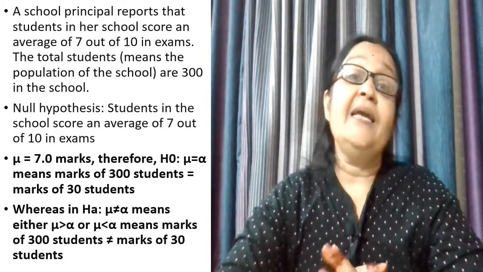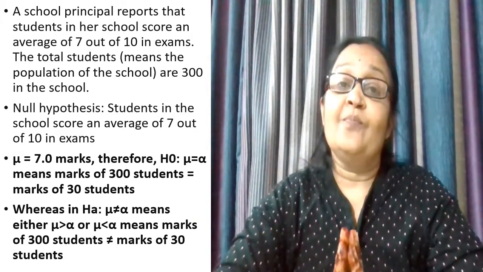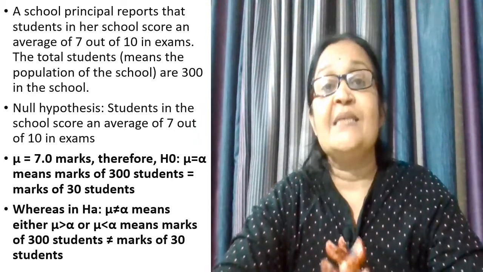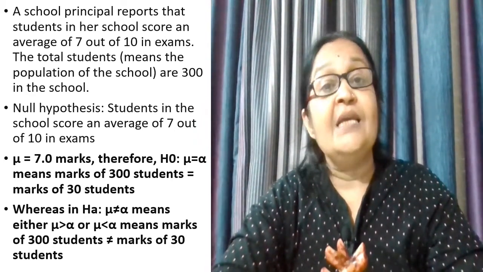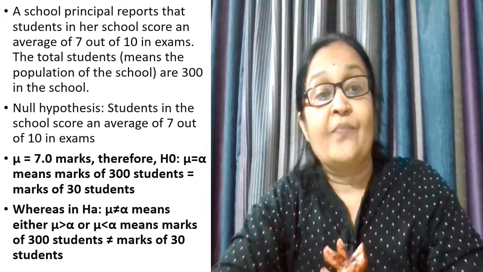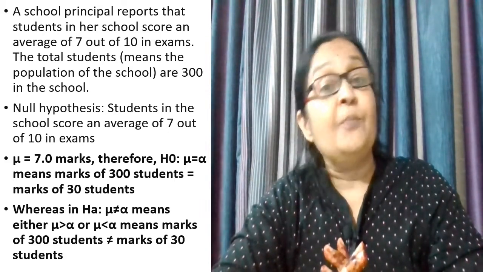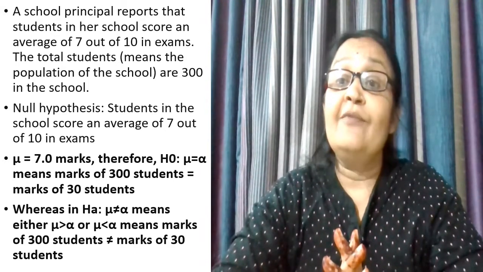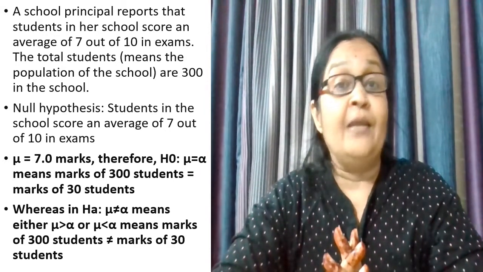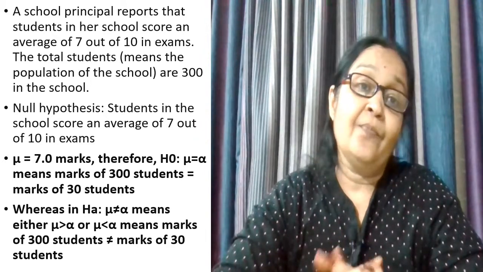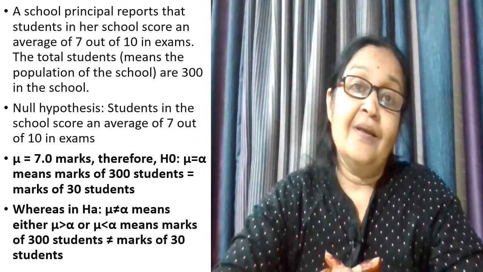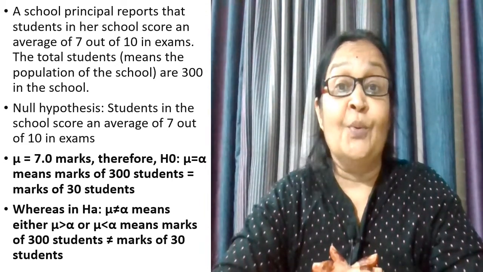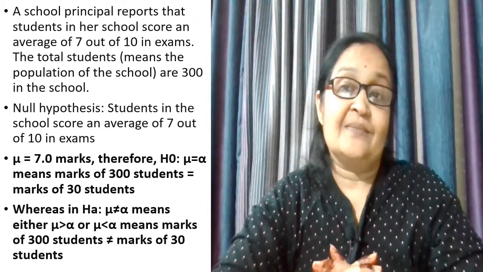Friends, let us take an example of a school wherein 300 students are studying. Means here the population is 300 students. The school principal reports that the students of her school score an average of 7 out of 10 pointers in the exam. It means the average of the population, that is mu, is 7 pointers.